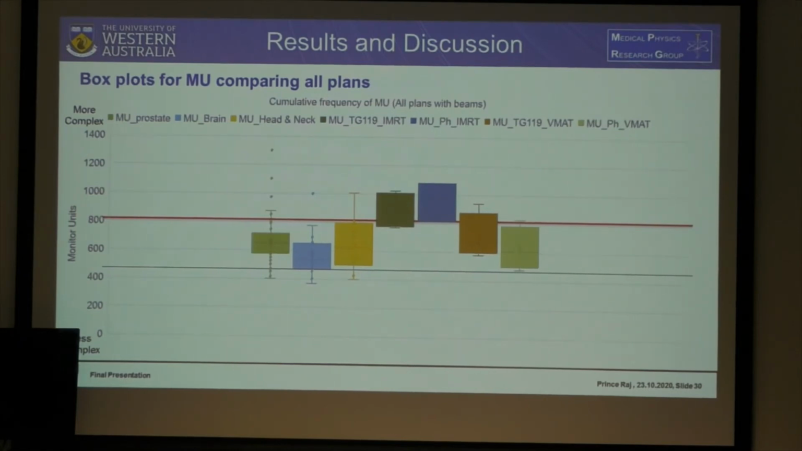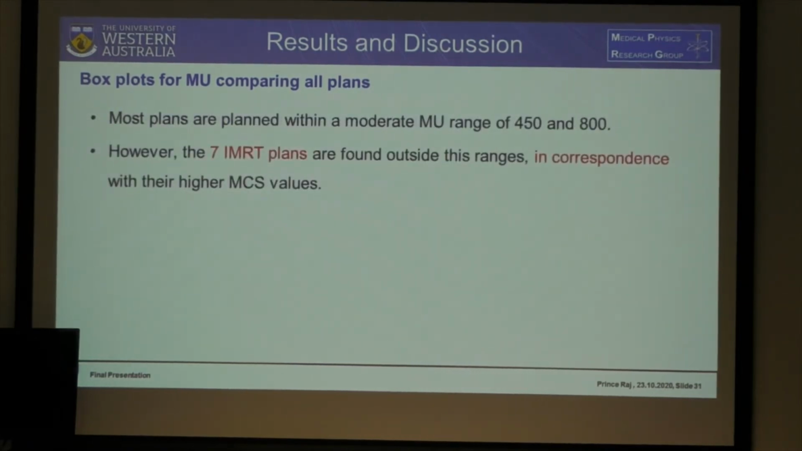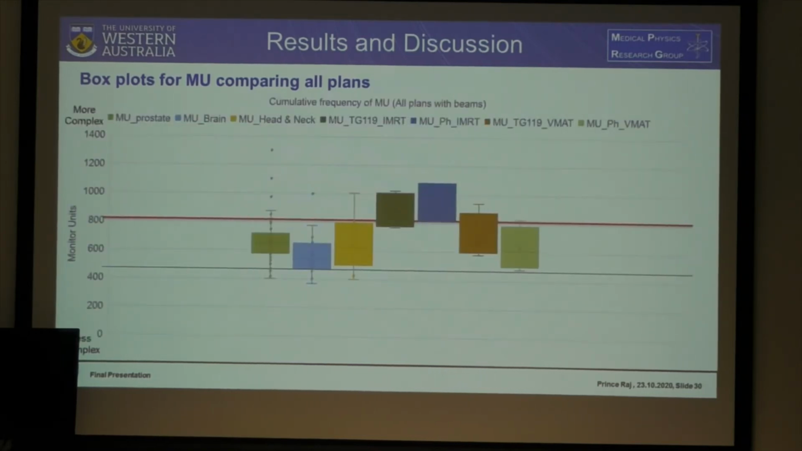Comparing the monitor units for all the treatment sites, as we already assumed, the patient-specific plans, the treatment site-specific plans, fall in the range of 400 to 800. However, the other TG plans and the phantom plans, which we established to be complex, fall outside the range of that. And yeah, the IMRT plans had correspondingly relatively high monitor units, around 1,000, above 800 monitor units, which is high for any plan.